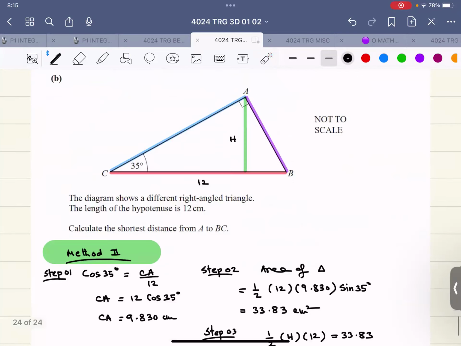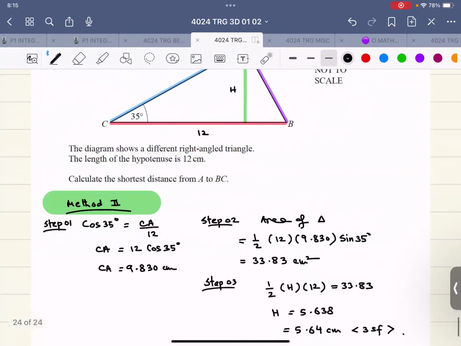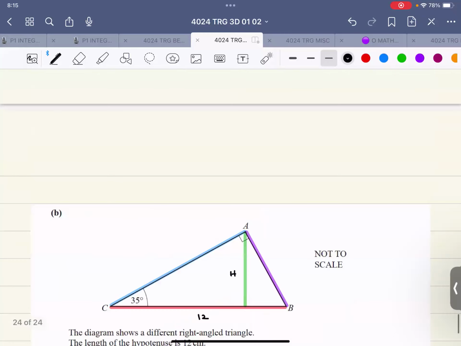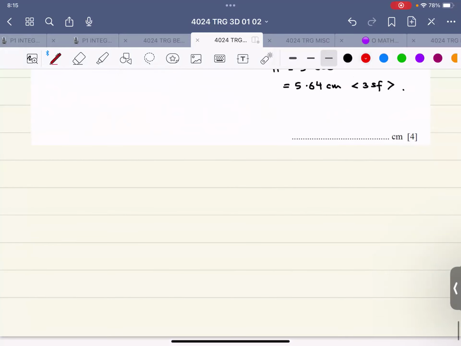So there is this method of using areas, and there is this method of using trigonometry. These are the 2 different ways of solving this question. And that completes our lecture of trigonometry. So trigonometry is all done and dusted.